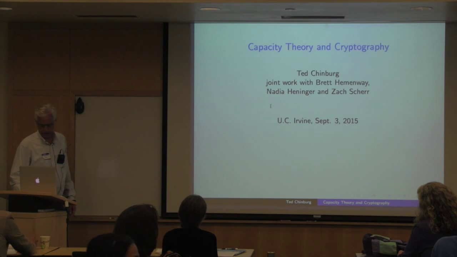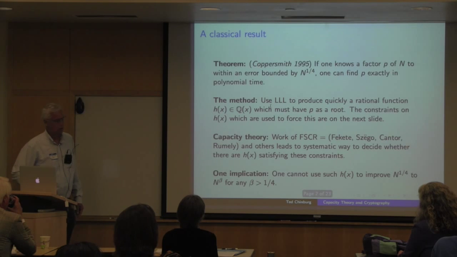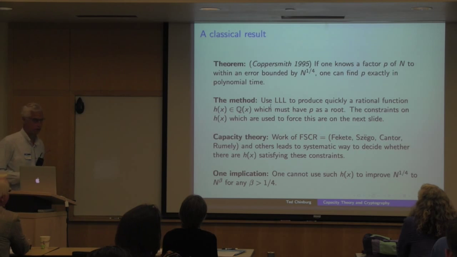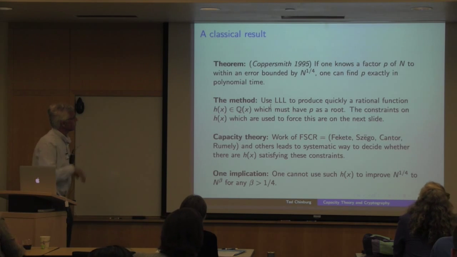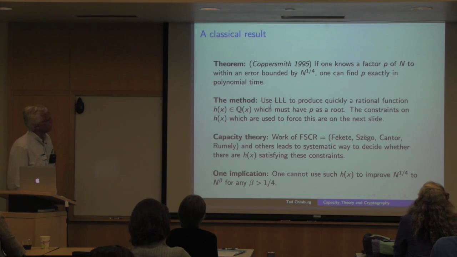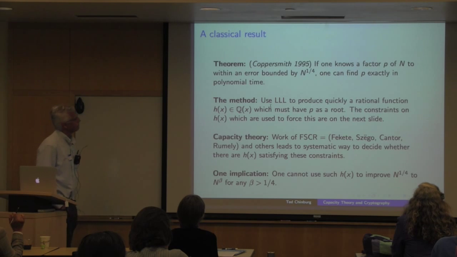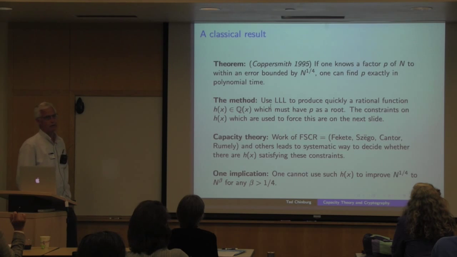Let me explain the classical problem. I'm sure a lot of people know this well. Twenty years ago, Coppersmith proved this now famous theorem: if you're given a big integer n, and you know some factor p of n to within an error bounded by n to the quarter, then you can actually find that factor.